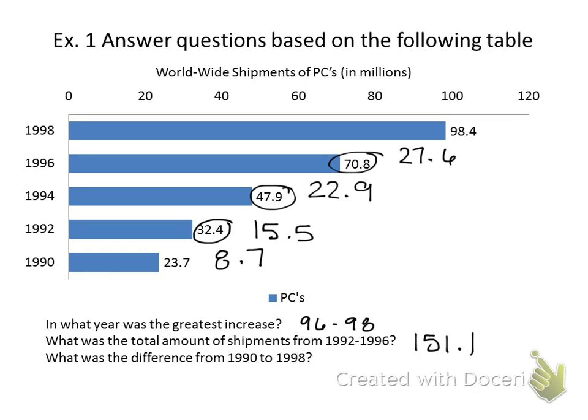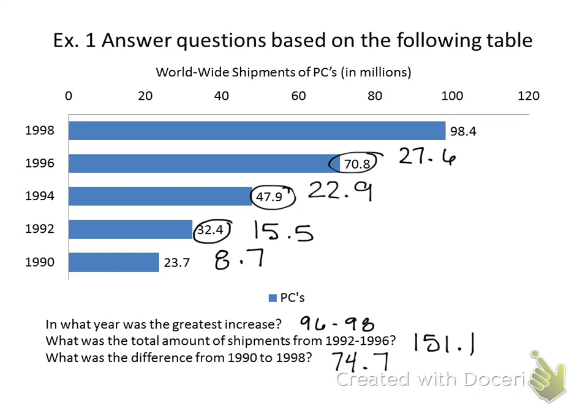What was the difference from 1990 to 1998? This question confuses people the way that it's worded, but it's really very simple. First of all, what does the word difference mean? Subtraction. All I want to do is subtract the number for 1998 minus the number for 1990. So, 98.4 minus 23.7. People say, but what about all the years in between? Nope. I just want 1998 minus 1990. I guess I should say the numbers for 1998 minus the numbers for 1990. What would that be? Abigail?